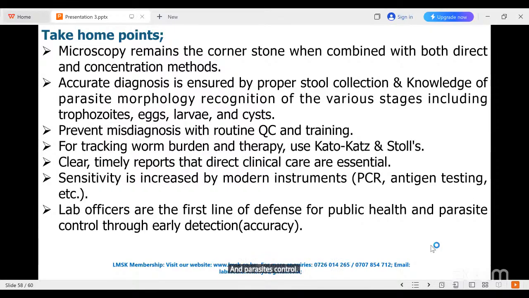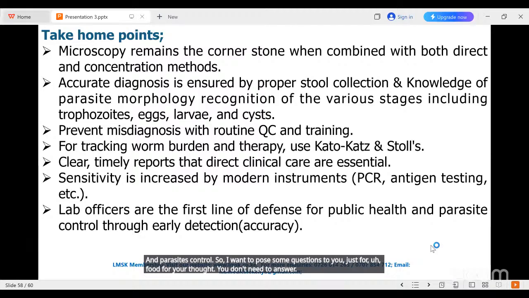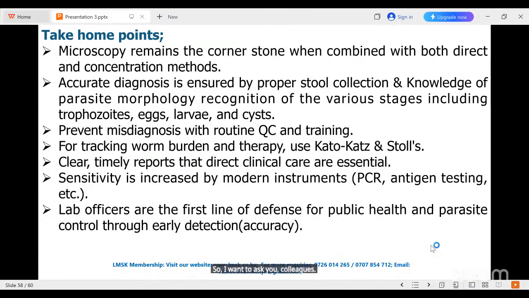So I want to pose some questions to you just for food for thought. You don't need to answer. So I want to ask you, colleagues, if we have better tools within our reach, then what's stopping us from using them?